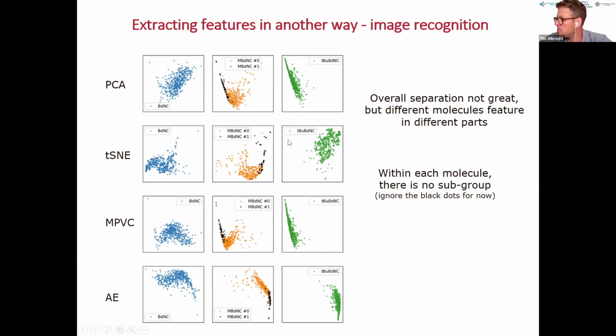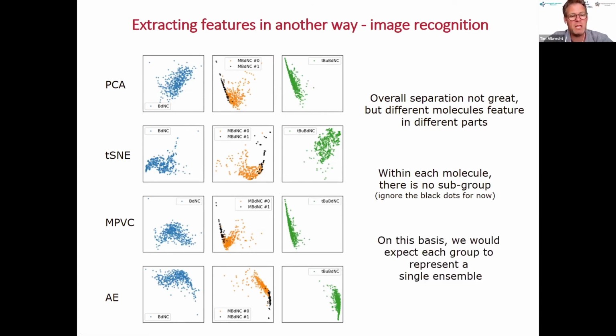When you then look into each molecule separately, because of course they were measured separately, then it also looks like none of these molecules actually produce any subgroups, subpopulations. And based on that, you would think each molecule represents a single ensemble.